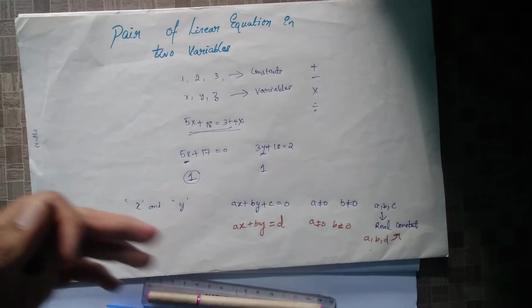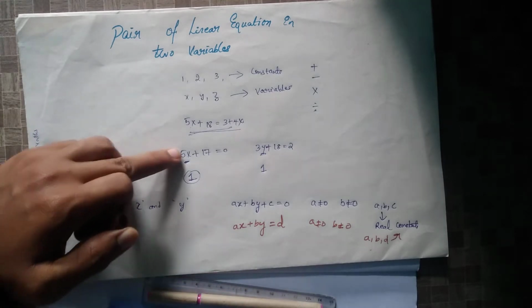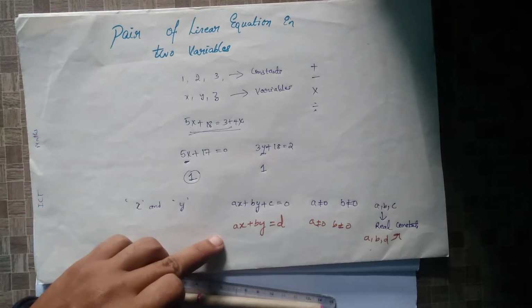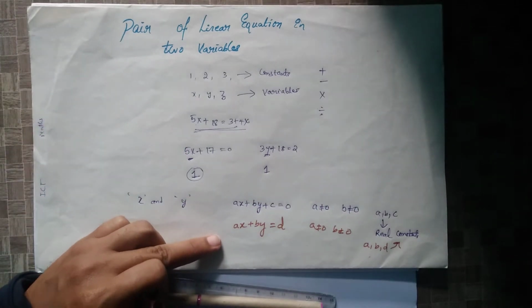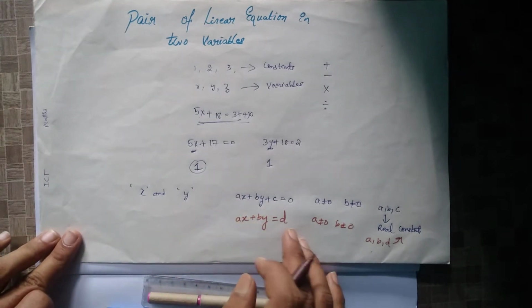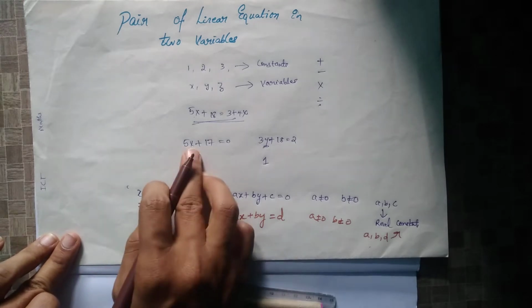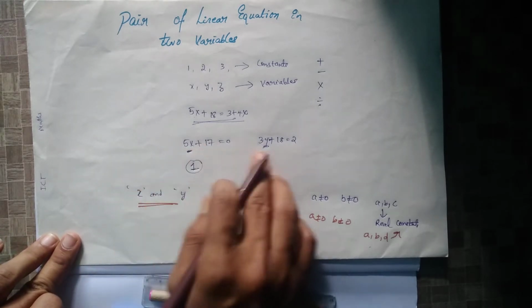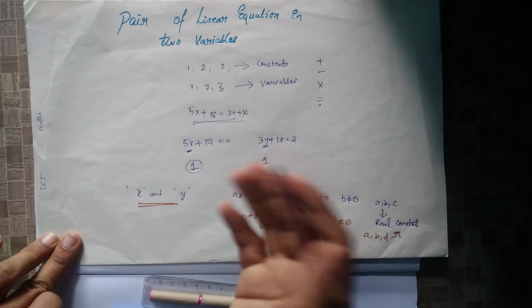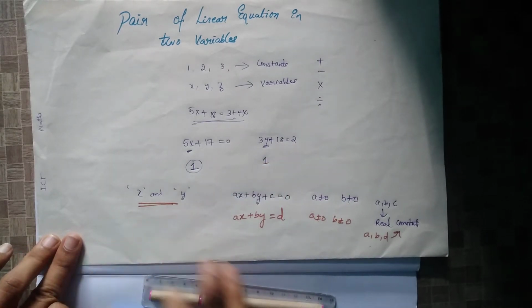Such kinds of linear equations are called linear equations in two variables, and this is a linear equation in one variable. Here two variables, x and y, are used, so we call this a linear equation in two variables. Here only one variable, x, is used, so this is called a linear equation in one variable, and this is a linear equation in two variables.